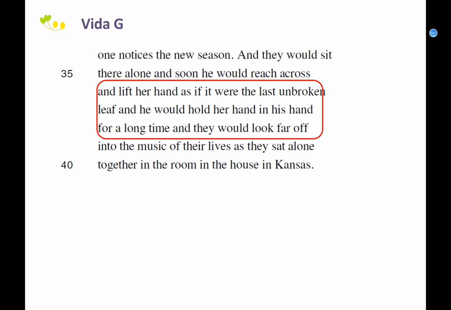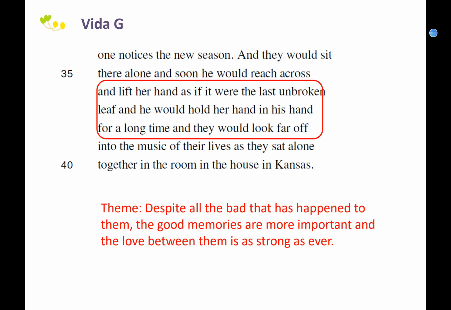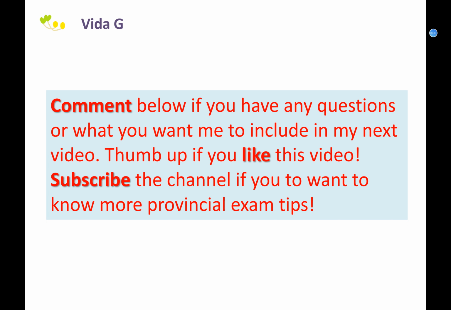In the beginning of this video, I already said this means their love is as strong as ever. So we combine this part of theme with the conflict. So the theme is, despite all the bad that had happened to them, the good memories are more important, and the love between them is as strong as ever. And you should include this theme in your literature analysis.